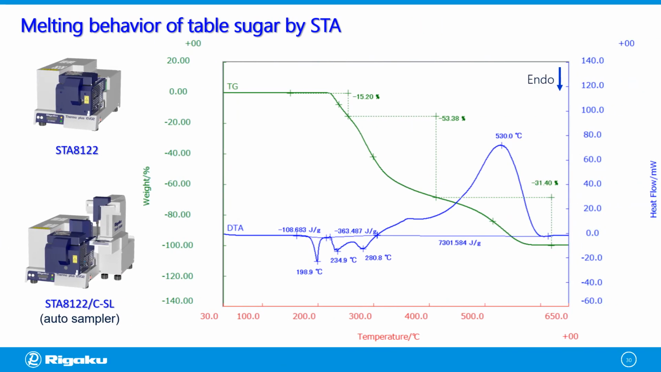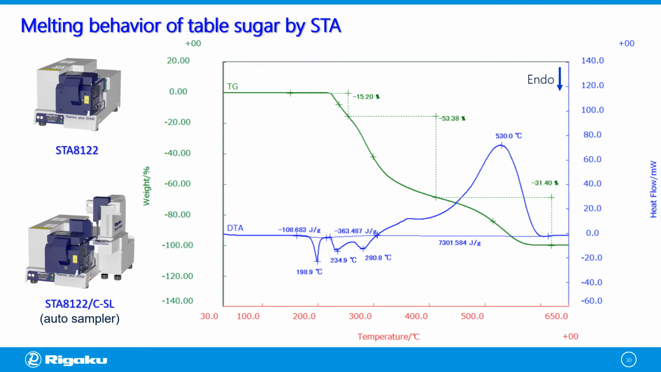This is an STA measurement result of sugar measured from room temperature up to 650 degrees centigrade under air atmosphere. At 200 degrees centigrade, we can observe an endothermic reaction due to melting of sugar. And as the temperature increases, we can see two endothermic peaks at 235 degrees centigrade and at 281 degrees centigrade, which correspond to two mass losses.